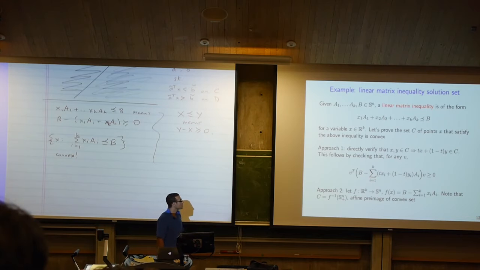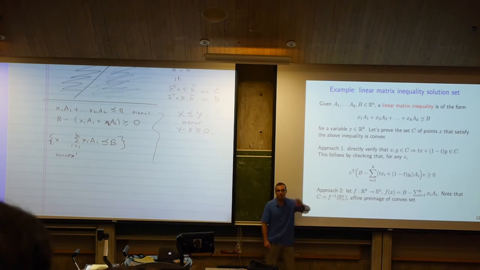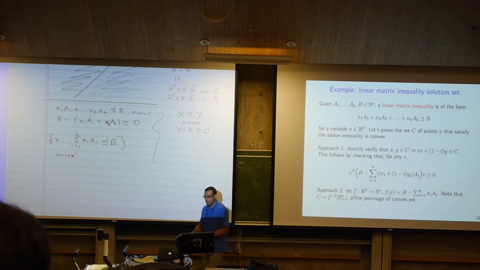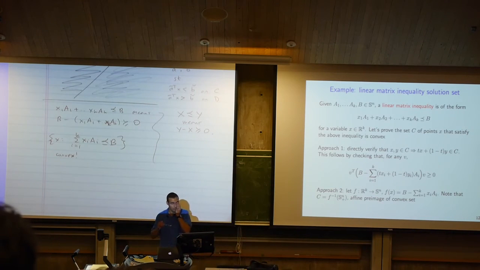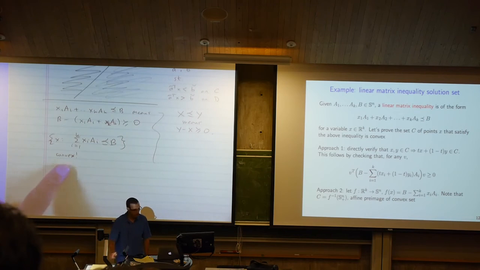The first way is to check the definition. Okay, we've done that before for different examples. I'm not going to do that this time. You can go ahead and check that if you want to see both routes on your own. Let's look at the second way of doing it. The second way uses the combination of the fact that we know that the PSD cone is convex, and we know that affine preimages preserve convexity. We just put those two together and we declare that this thing must be convex.